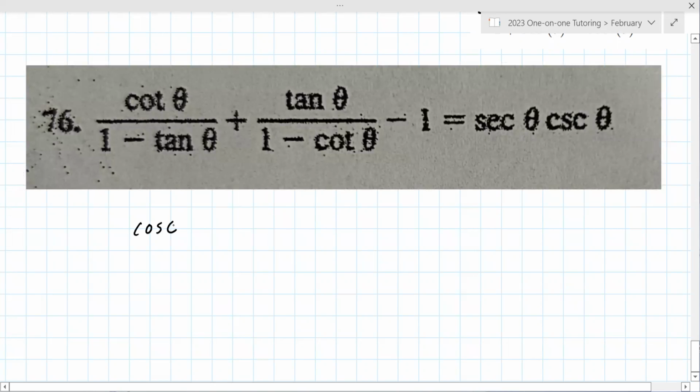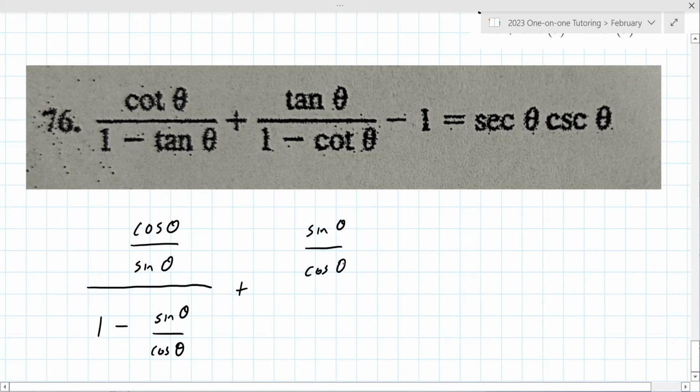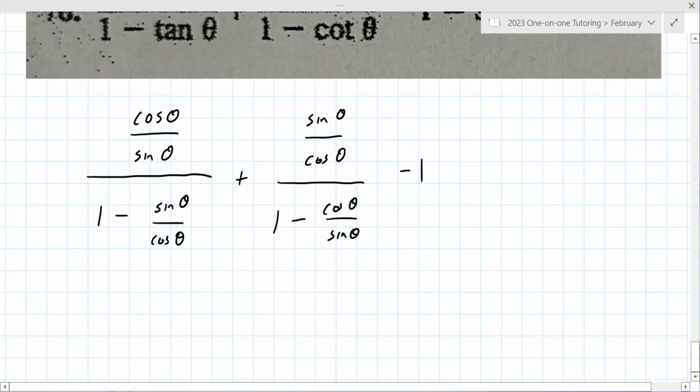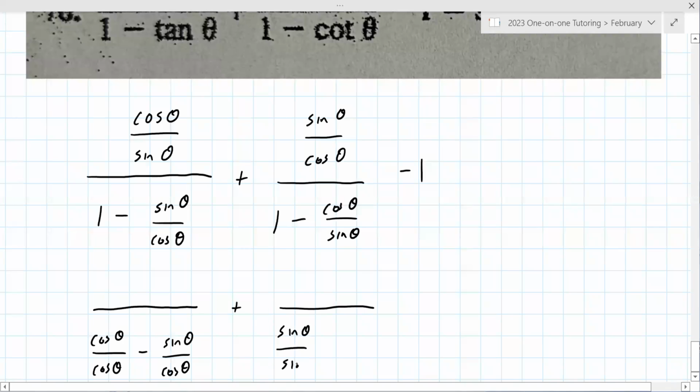So the cotangent is cosine theta over sine theta: 1 minus sine theta over cosine theta. And then tangent, again, sine theta over cosine theta: 1 minus cosine theta over sine theta minus 1. What I'm seeing here is that on both bottoms, we can make them into common denominators. So we're going to make the left cosine theta over cosine theta minus sine theta over cosine theta, plus sine theta over sine theta minus cosine theta over sine theta. If you can, minimize how much you write.